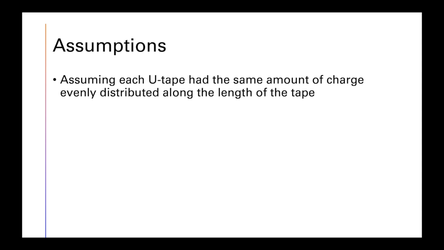In this experiment, the only assumption made is that the tapes have the same amount of charge that was evenly distributed across the entire tape. I did not have to ignore air resistance because the tape was not moving at its peak position when I measured the distance between the tapes. Therefore, at this equilibrium point with no motion, air resistance is not a factor.